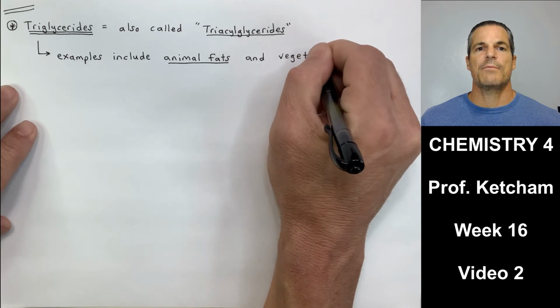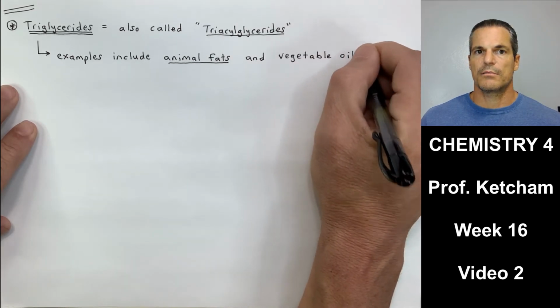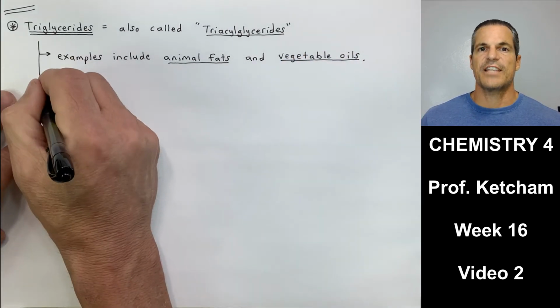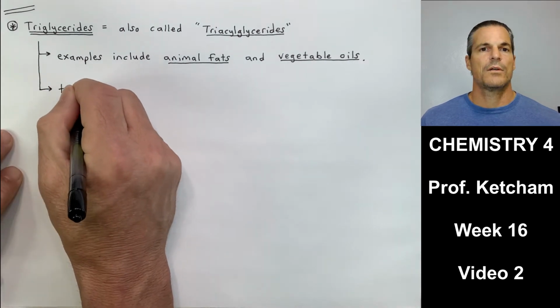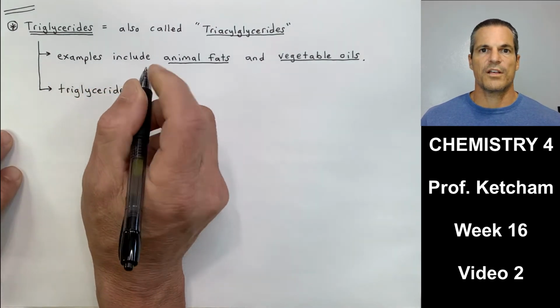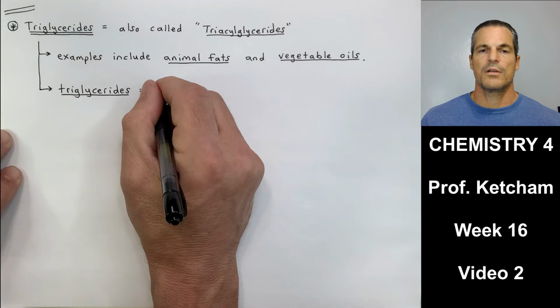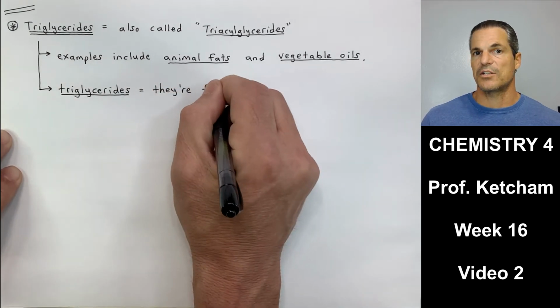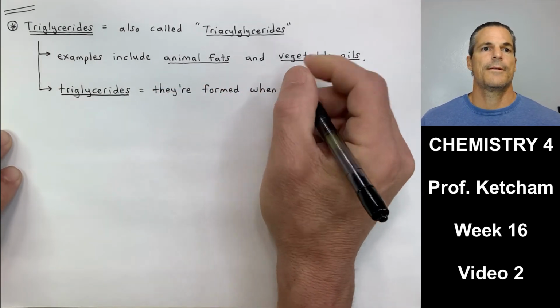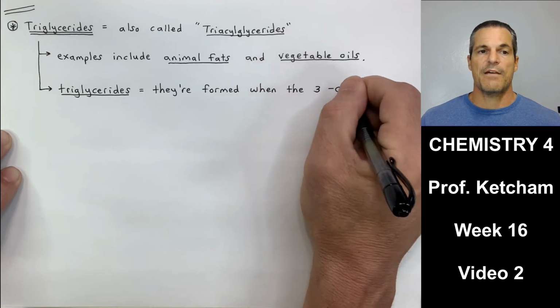When I think of animal fat, I think of a solid. Okay, so I think of lots of saturated fatty acids involved. When I think of vegetable oil, I think of something that's liquid at room temperature, which means there's probably lots of unsaturated fatty acids involved. All right, so I got all that out of that first bullet point.